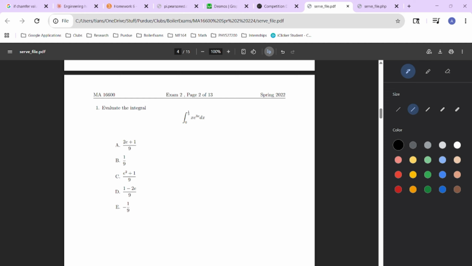Let us go over the first question of this problem set, MA166 Spring 2022 Exam 2. It says, evaluate the integral from 0 to 1/3 of x times e to the 3x dx.